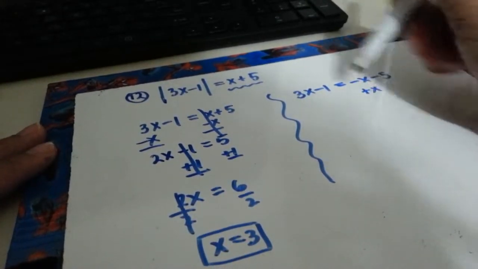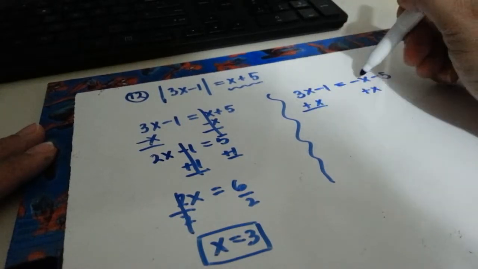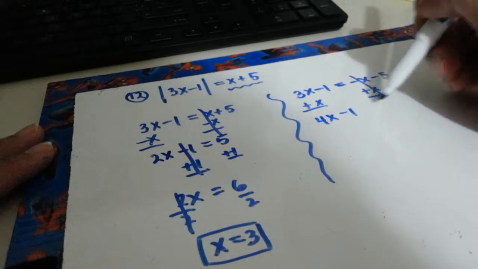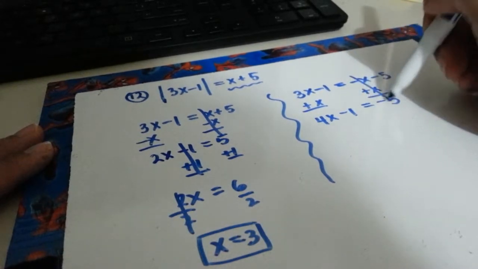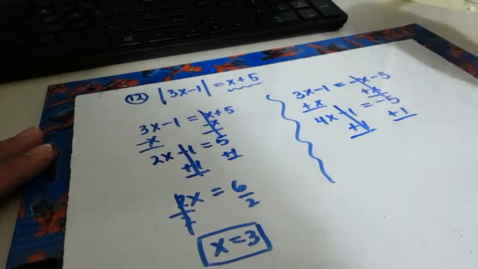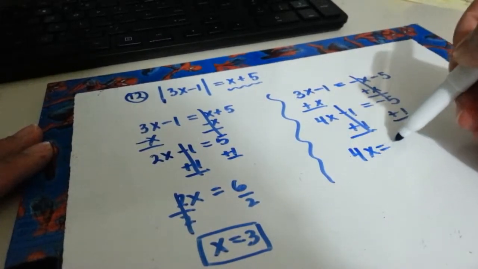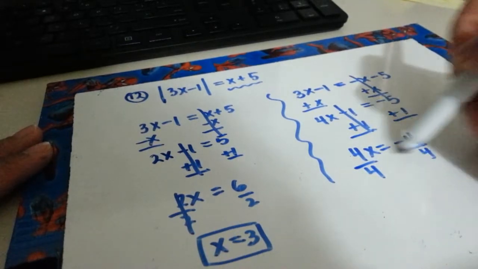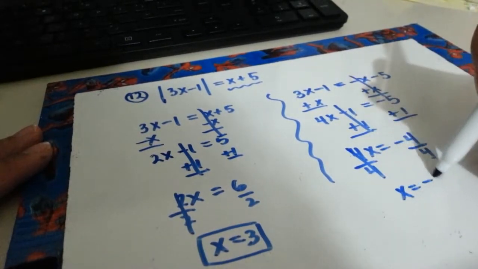Now on this side, I'm going to add x to both sides because it's a negative x. So I have 4x minus 1 equals negative 5. I'm going to get rid of the negative 1 by adding 1 to both sides. And I have 4x equals negative 4. Divide both sides by 4. I get x equals negative 1.